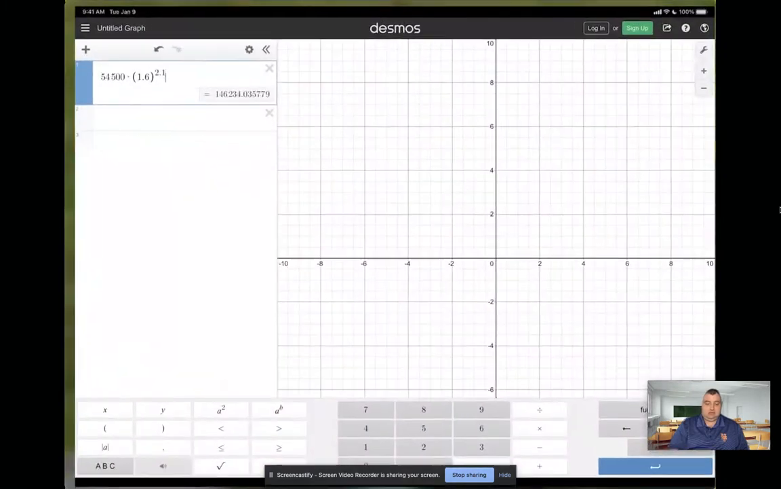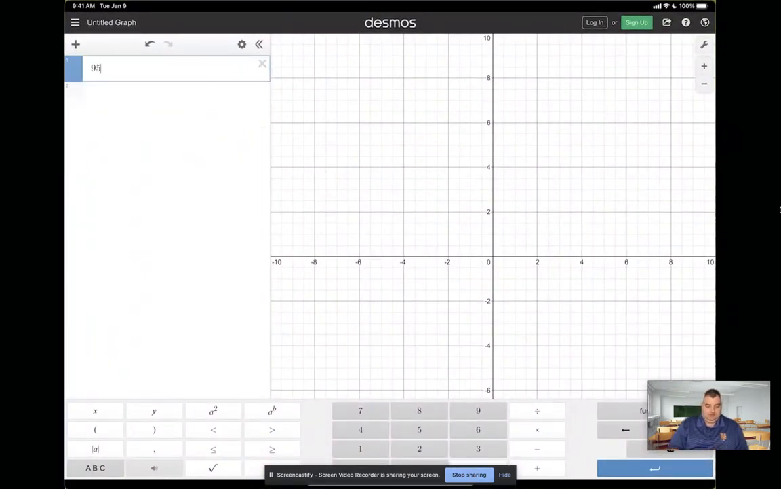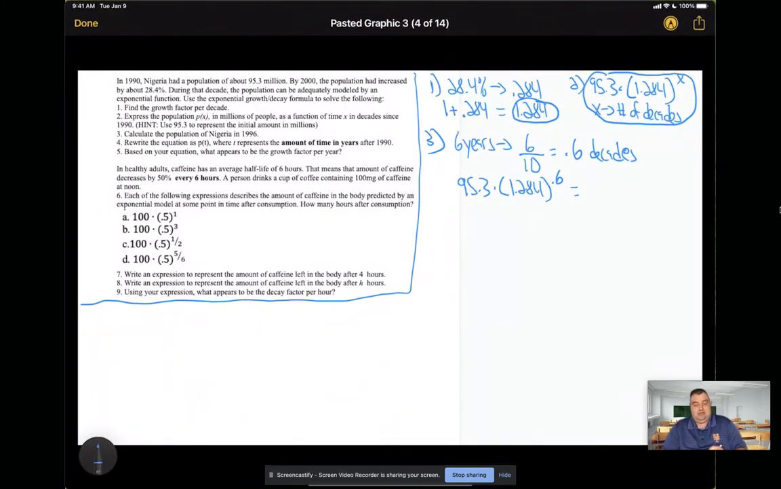So let's go to Desmos. 95.3 times 1.284 to the power of 0.6. So that rounds to 110.7. That doesn't mean 110.7 people. That means 110.7 million people. So the population in 1996 is 110.7 million.